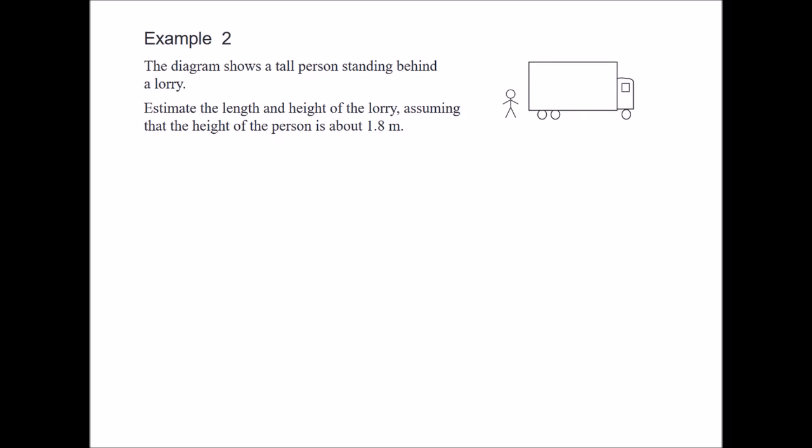Okay, now on to our second example. Let's do the same thing again. We've got to estimate the length and height of this lorry, assuming that the height of a person is again about 1.8 meters. If we look at the height of the lorry, I think that is approximately 2 people. So we're going to do 2 multiplied by 1.8, which is 3.6 meters.